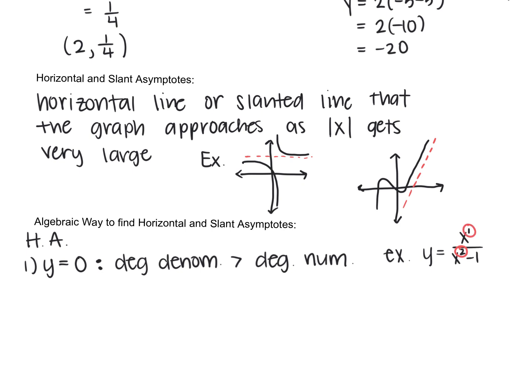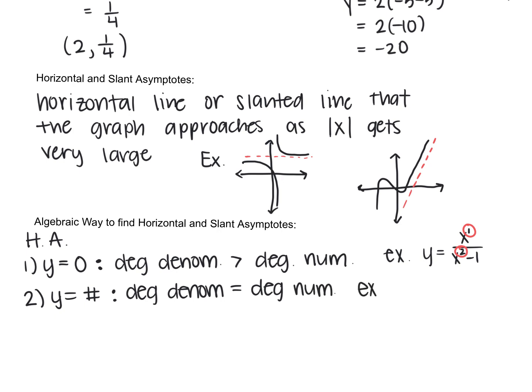And 2 is bigger than 1, so it would have a horizontal asymptote of y equals 0. The second type of horizontal asymptote is y equals a number. And that happens when the degree of your denominator is equal to the degree of your numerator. So for example, if I have y equals x squared minus 4 over 2x squared plus 3x minus 7, my degrees are both the same. They are both degree 2.